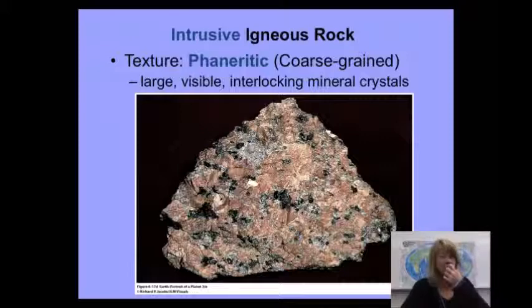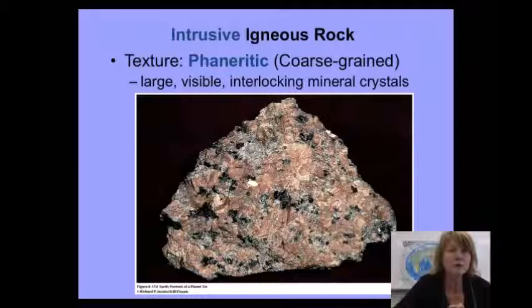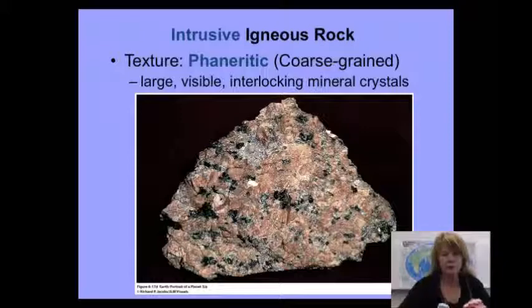So as far as texture, we're going to break it up into two categories, intrusive and extrusive. When the magma cools slowly underground, the crystals have time to form large crystals, and they interlock. We say that it's a coarse-grained or phaneritic texture. Phaneritic texture, which means coarse-grained, which means that the minerals are large enough that we can differentiate them with the naked eye. For example, this one here on the slideshow, but here's one that I'm holding in my hand.